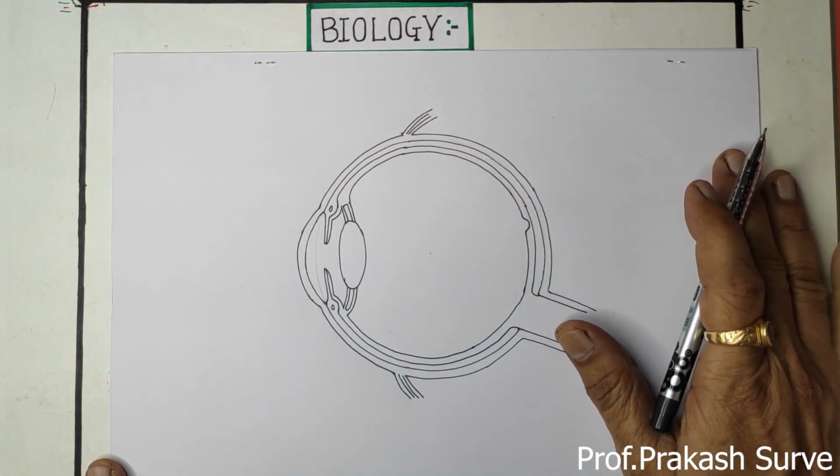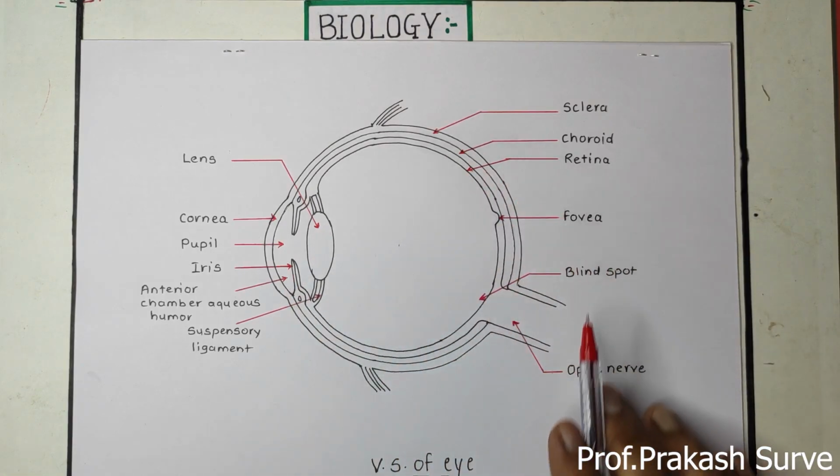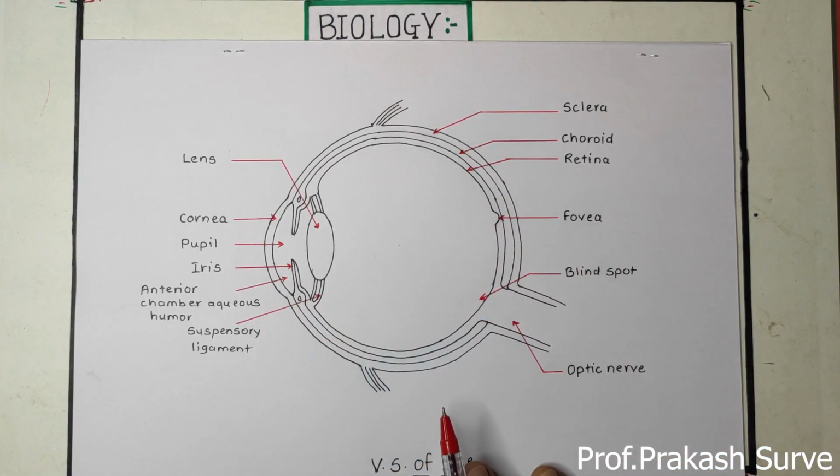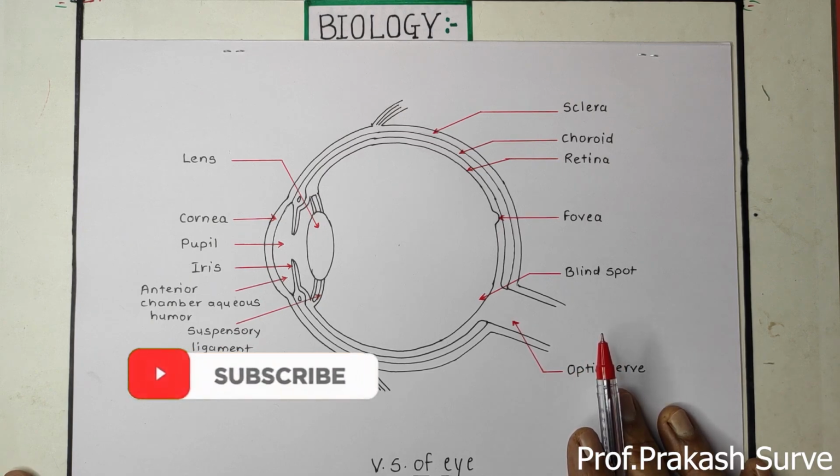Okay, now we'll label all the parts. We have done this all step wise and you have to label all the parts. This diagram may come for the 3 marks with the labels.